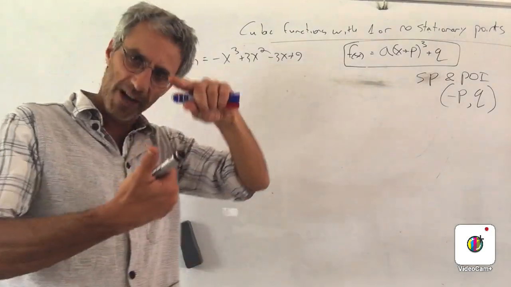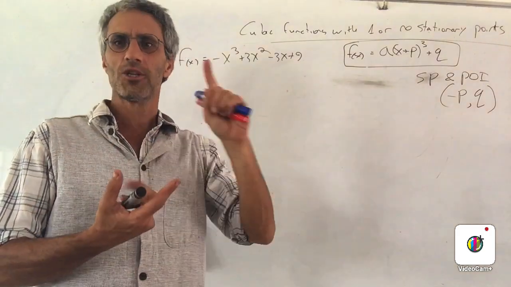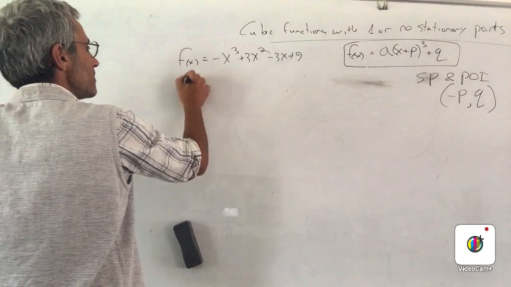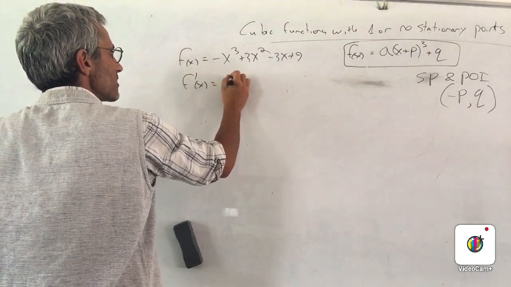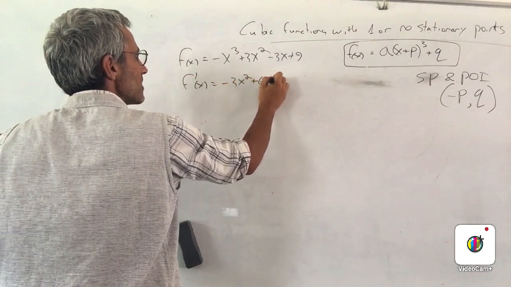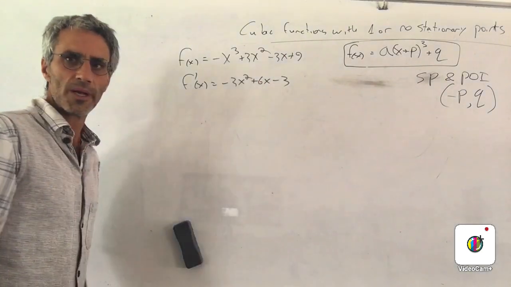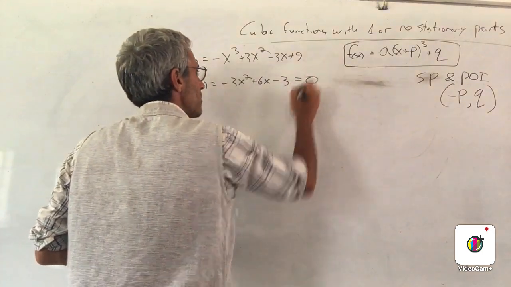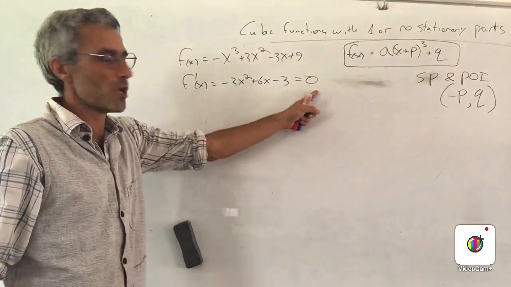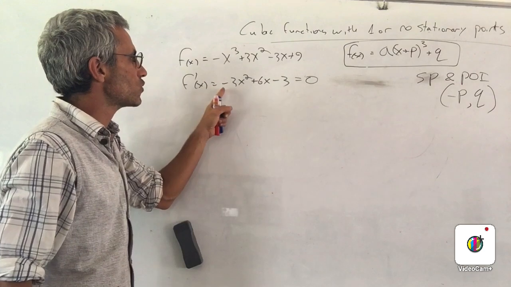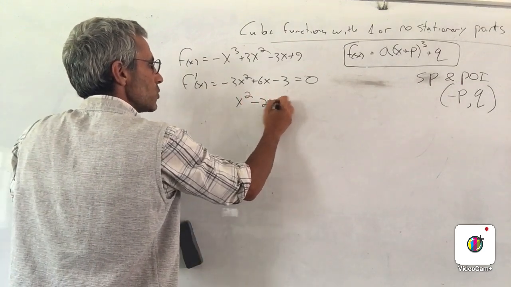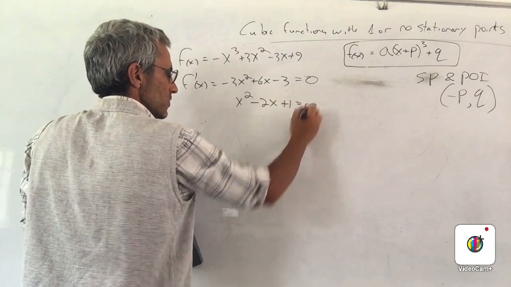So again, we're going to find a stationary point, point of inflection, y-intercept, x-intercept. To find a stationary point, we find the derivative, it's minus 3x squared plus 6x minus 3. To flush out the stationary point, you must say that must be equal to 0. And that's the equation we have to solve. To solve that, I'll divide by minus 3. I'll get x squared minus 2x plus 1 equal to 0.